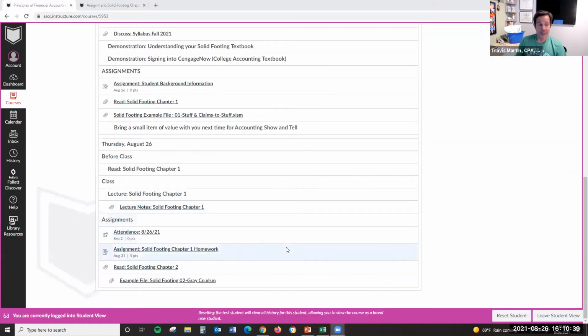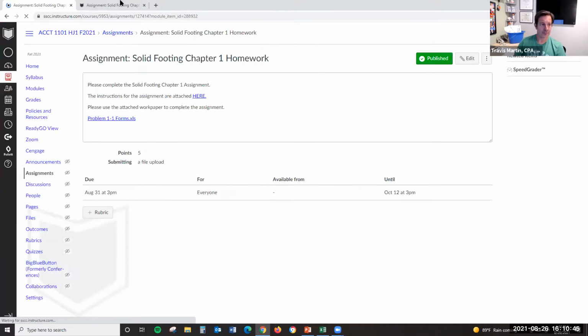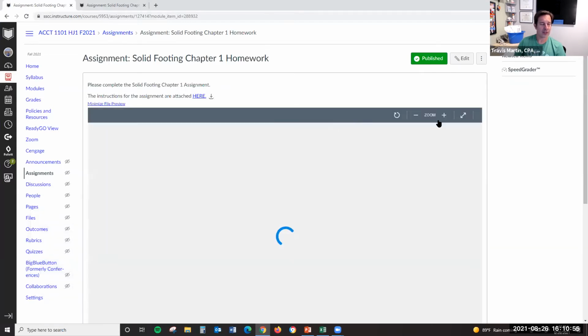In Canvas, you'll see Solid Footing Chapter 1 homework. If you click on that, you bring up a window that looks like what you see right here. The instructions are in a PDF. Go ahead and kind of show those to you.